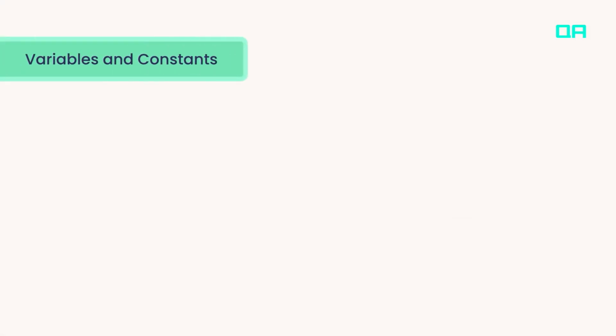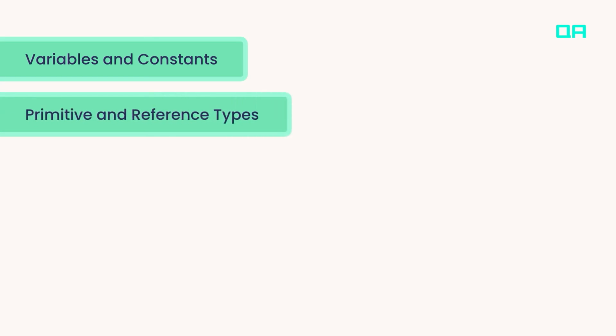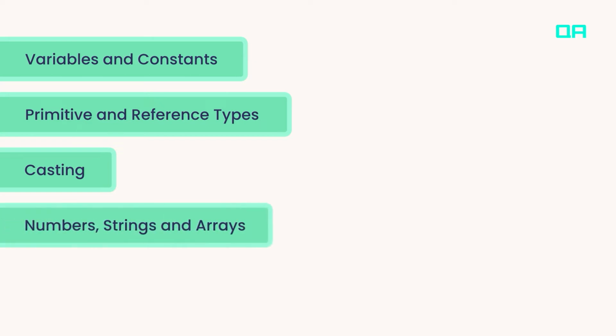So in this section, you learned all about variables and constants. You learned about primitive and reference types. You learned that primitive types store simple values, but reference types hold references to complex objects. That's why we call them reference types. You also learned about casting and type conversion. You learned about two types of casting, implicit and explicit. You learned how to work with numbers, strings, and arrays. And finally, you learned how to read input from the terminal.